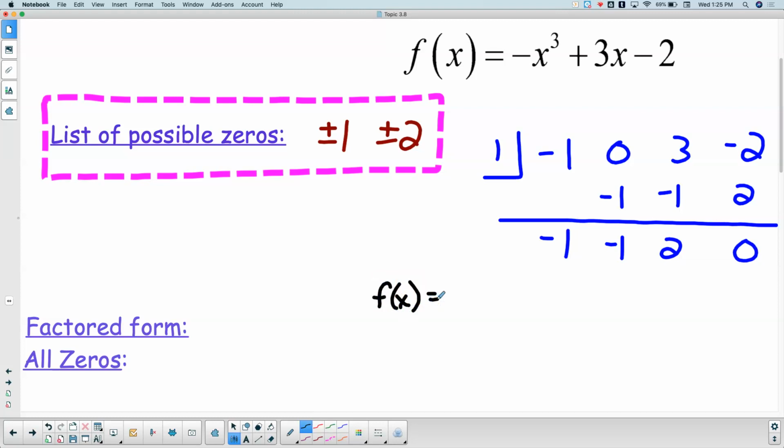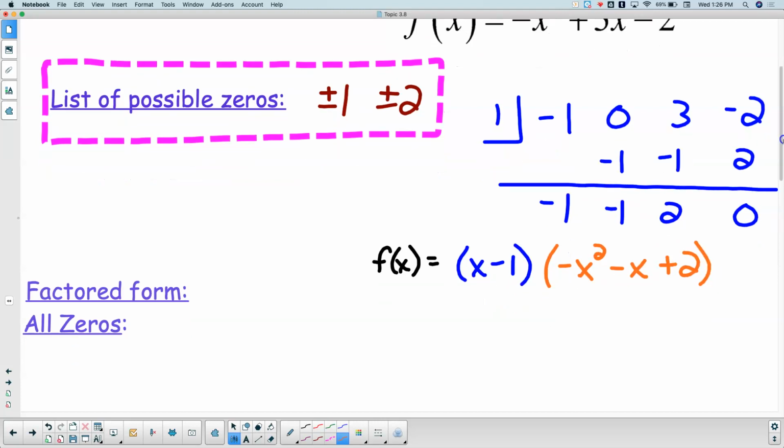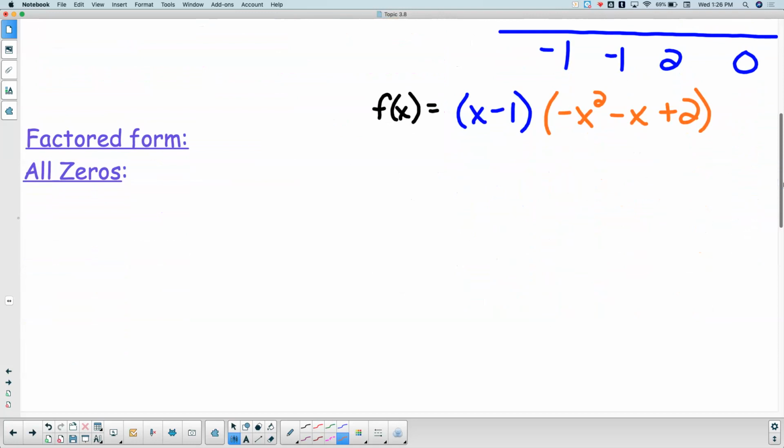So f of x now becomes x minus 1 times negative x squared minus x plus 2. Can I factor anything out of the orange? Yes? No? Maybe? What can I factor out? How about negative 1?